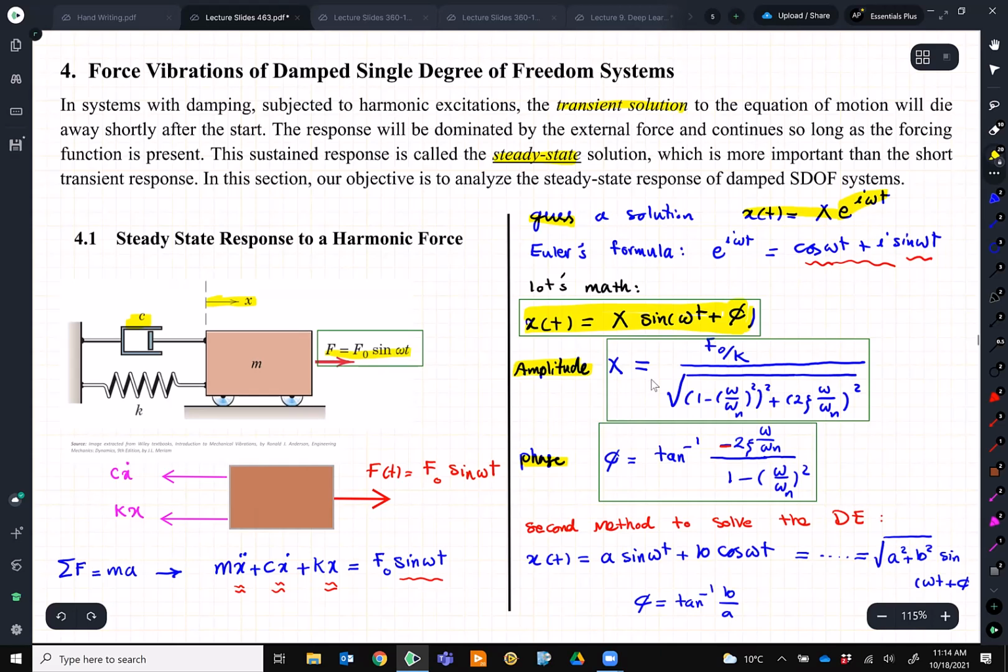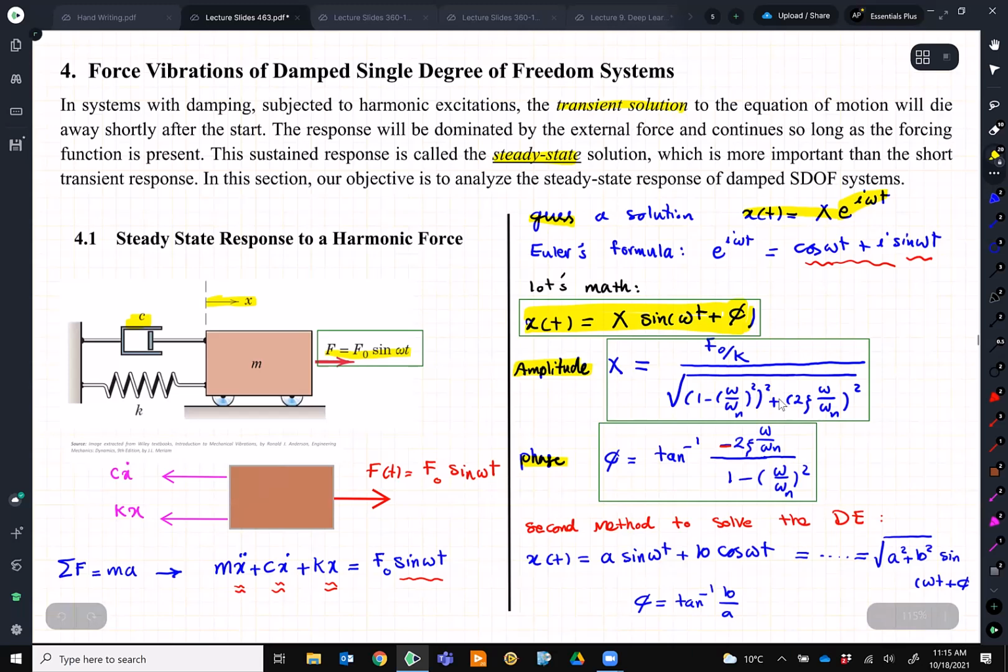All right, so just to test, if you put zeta equal to 0, let's see what you will get. Try it on your own paper. If you put zeta equal to 0, you will see phi is 0, right? Because tangent inverse of 0 gives us 0. And X gives us exactly the same formula that we had before in the previous chapter for the case when there was no damping. So exactly they are the same, but this time we have damping.